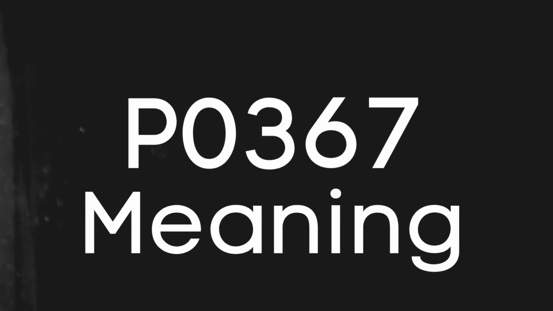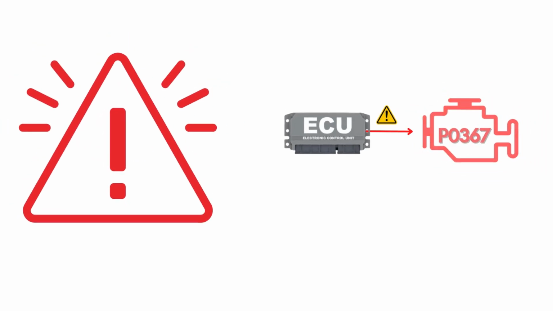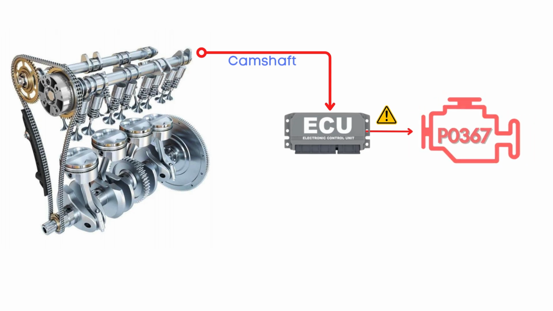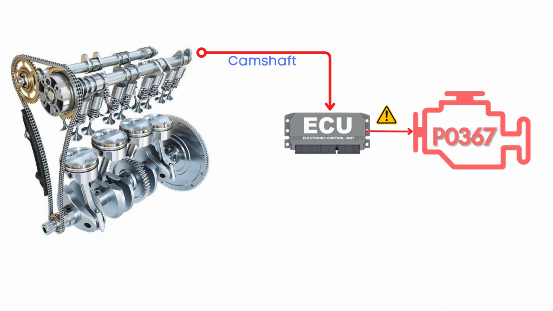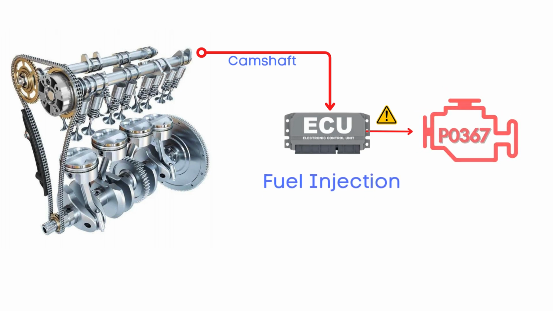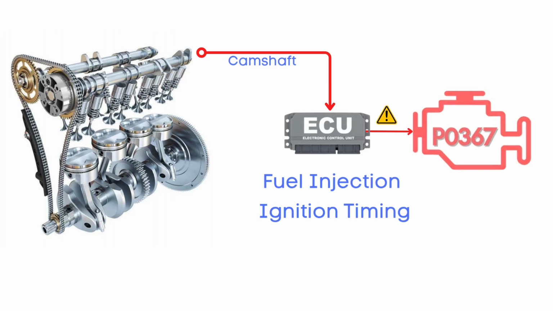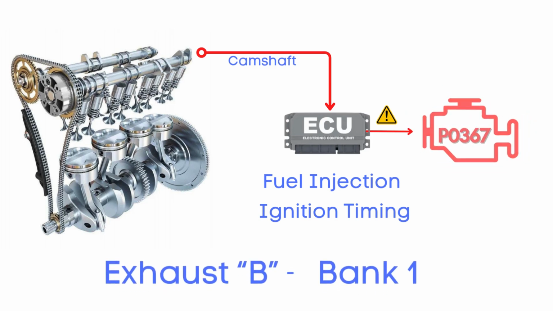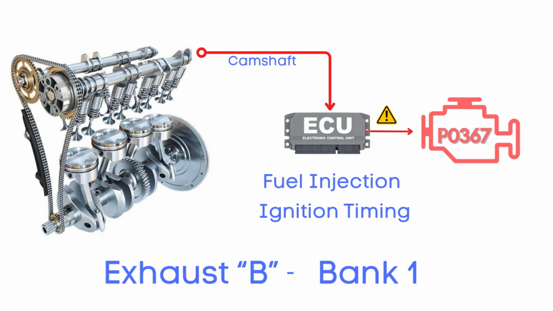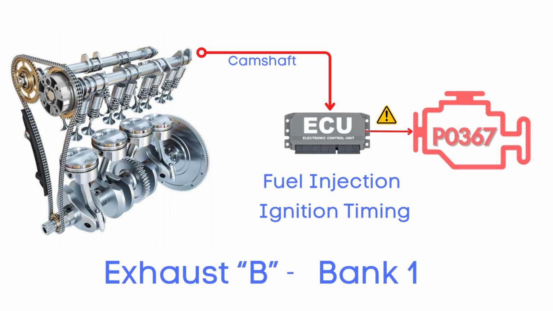The P0367 code means that the ECM detects that the signal from the camshaft position sensor is outside the expected range, or too low. Now, this sensor plays a super important role because it helps the ECM figure out the exact position of the camshaft, which it needs in order to manage fuel injection and ignition timing. It indicates an issue with the camshaft position circuit for bank 1, specifically the intake camshaft.